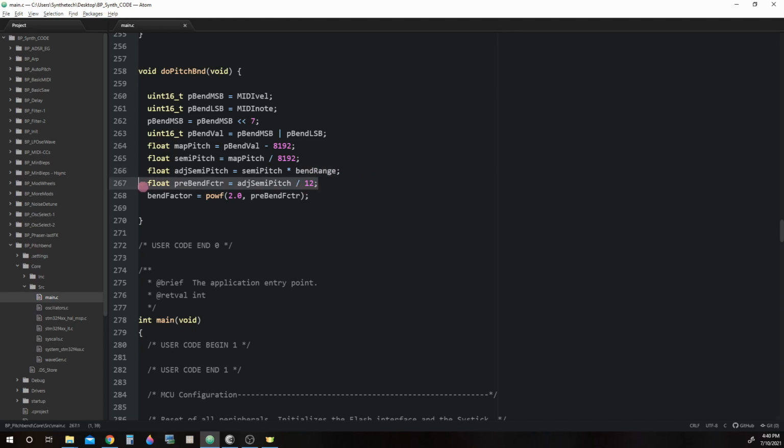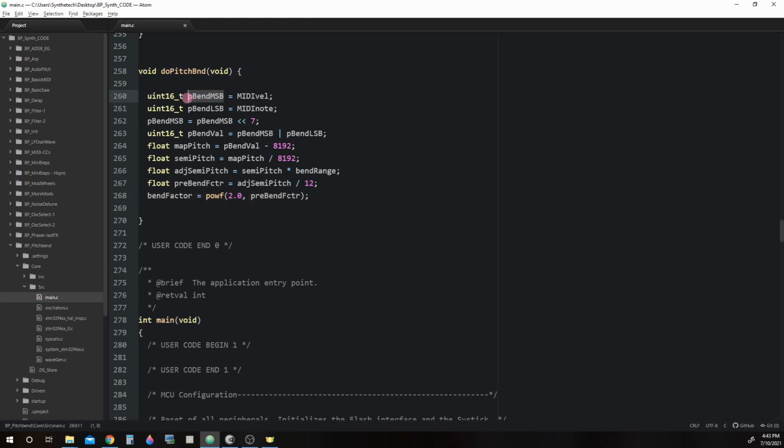The next operation is float prebend factor equals adjust semi pitch divided by 12. This is similar to what we did in our MIDI note to frequency conversion, where we have 1/12 of an octave for each semitone we go up. And then finally we have bend factor equals 2 to the power of prebend factor. This will become our final value that we will multiply against the frequency.